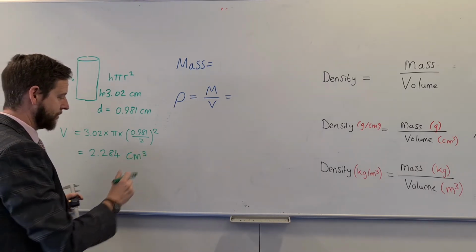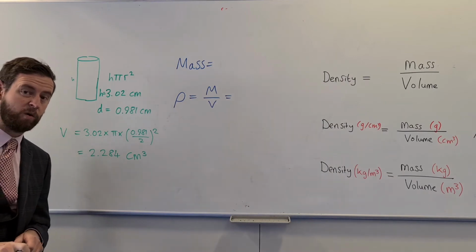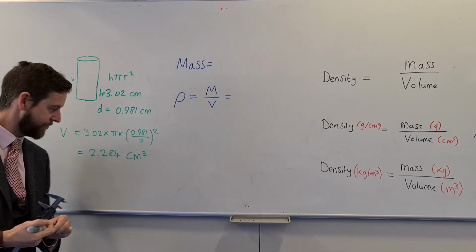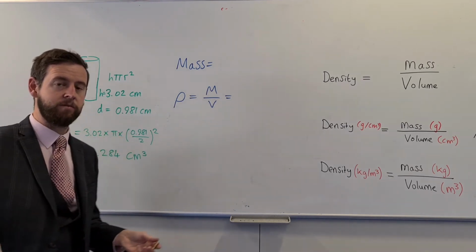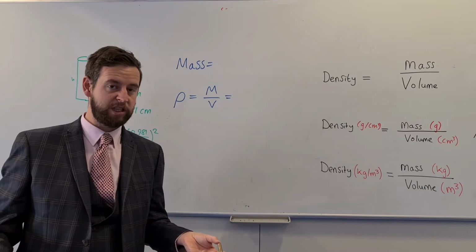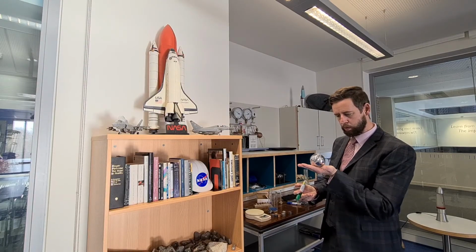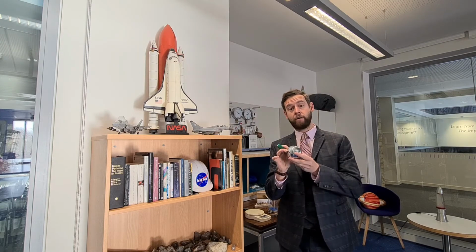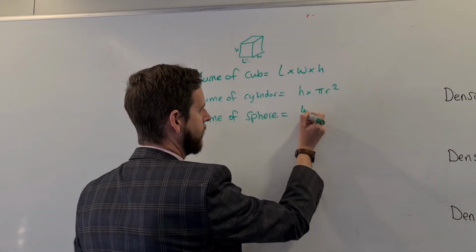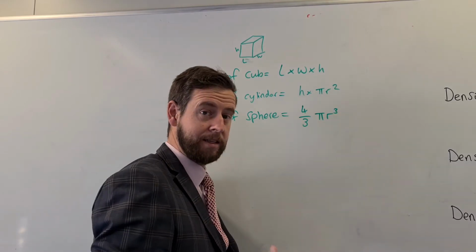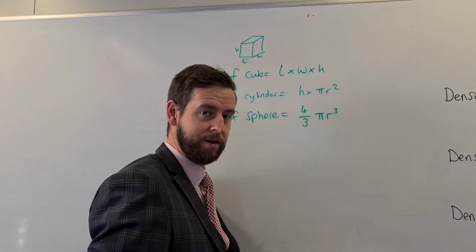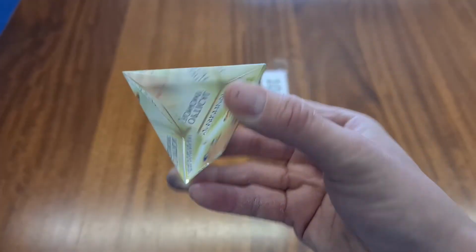Centimeters cubed. So this is how we could do it for something that is the shape of a cylinder. But there are other shapes that we could do it with, just knowing the formula for those shapes. What about a sphere? We could work out the volume of a sphere with a formula. I could just apply the formula for four thirds pi r cubed, and therefore work out the volume of a sphere.